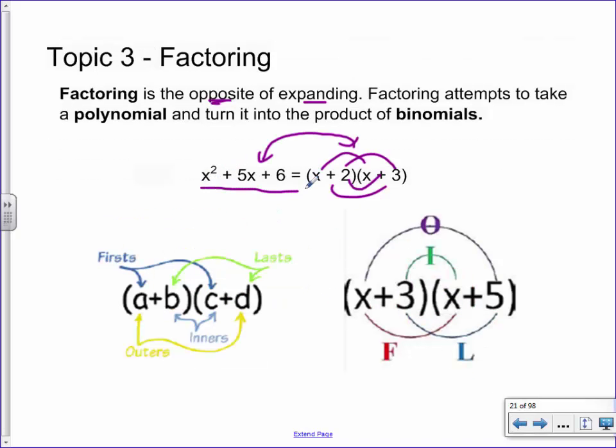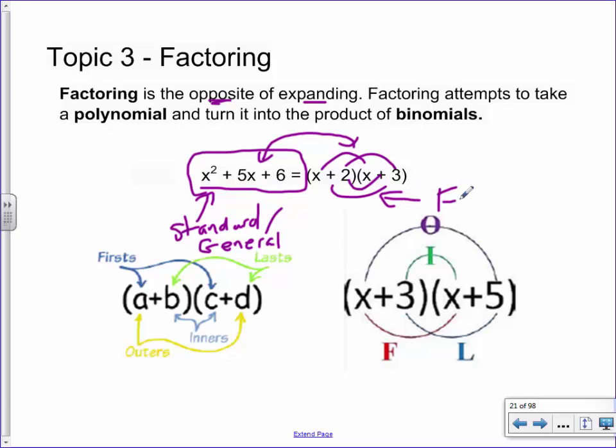This right here, if you want to go back a slide, is standard form. Sometimes standard form is called general form, depending on who says it. Essentially, standard or general form means start with the squared term, then write the x term, then write the constant term. If you had a cubed term, it goes in front. If you have a power of 4 term, it goes in front. This one over here then would be factored form.